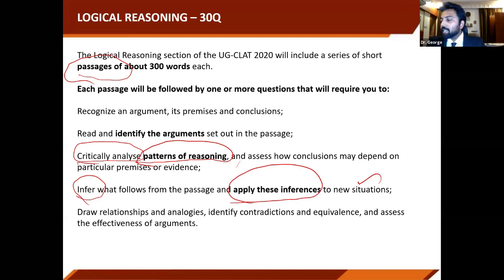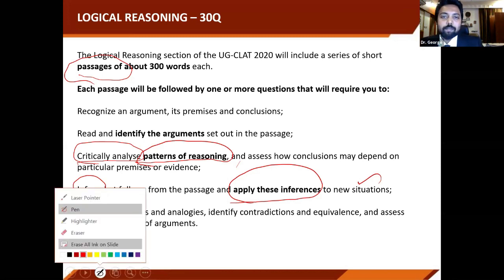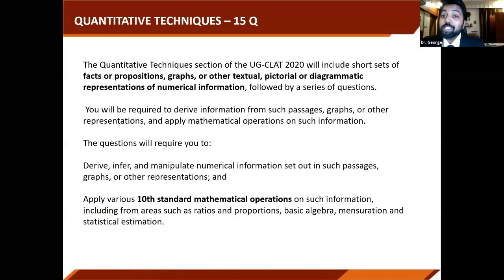Moving on to quantitative techniques, it's about 15 questions, but don't underestimate it, because quantitative techniques is one of those things where you can be really sure of the answer. The problem with English and logical reasoning is that a question can be extremely confusing, and 2 or 3 options can really seem like the right answer. So it's really a challenge.